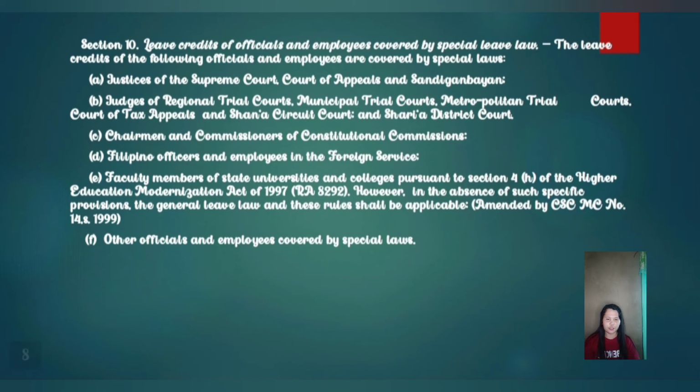Leave credits of officials and employees covered by special leave laws. The leave credits of the following officials and employees are covered by special laws. A. Justices of the Supreme Court, Court of Appeals, and Sandiganbayan. B. Judges of regional trial courts, municipal trial courts, metropolitan trial courts, Court of Tax Appeals, the Sharia Circuit Court, and the Sharia District Court. C. Chairman and Commissioners of Constitutional Commissions.